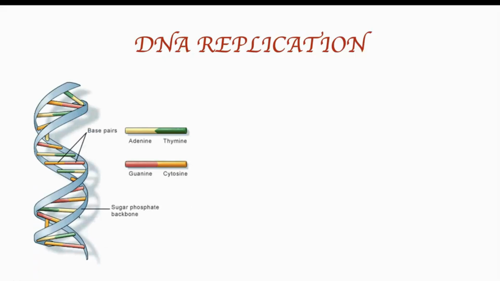DNA replication. So we all know that DNA is a double helical structure having the nitrogenous bases adenine, thymine, guanine and cytosine with a sugar phosphate backbone. And we also know that adenine will always pair with thymine and guanine will always pair with cytosine. In our channel we have one video in which I have explained the DNA structure in detail. So for your reference you can refer to that video.